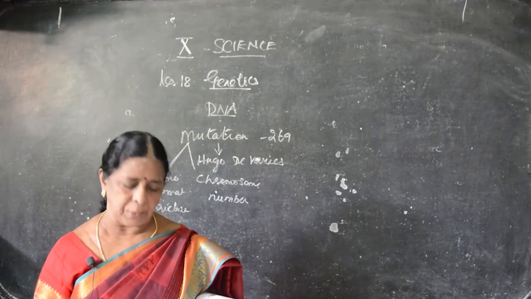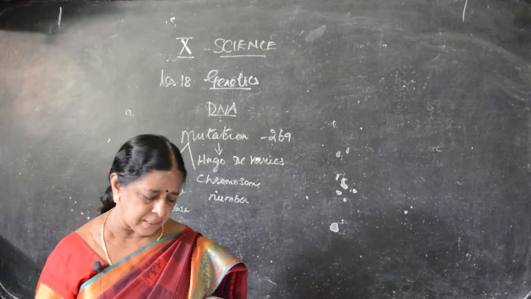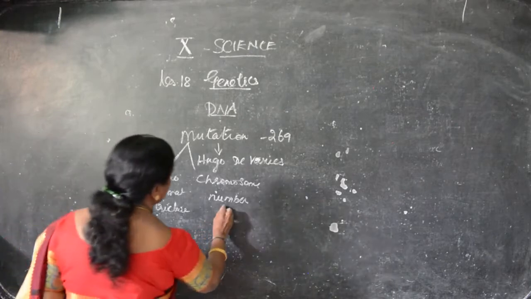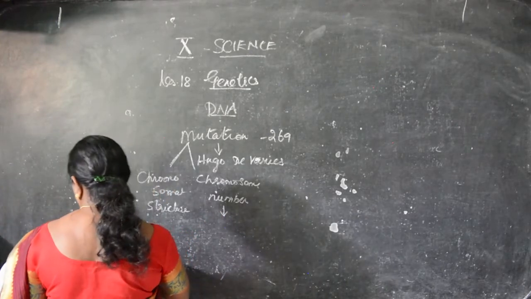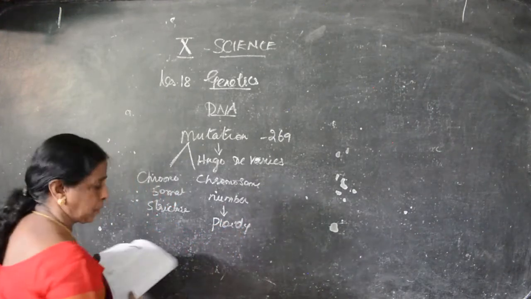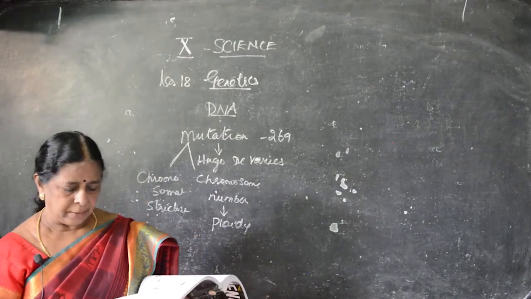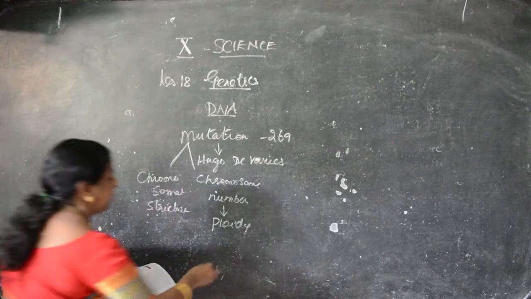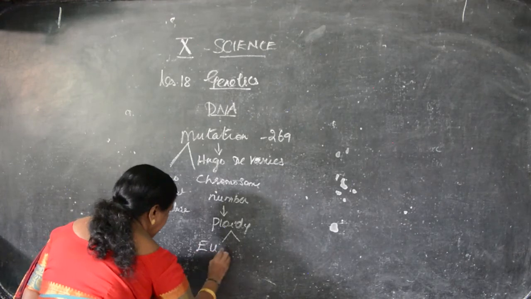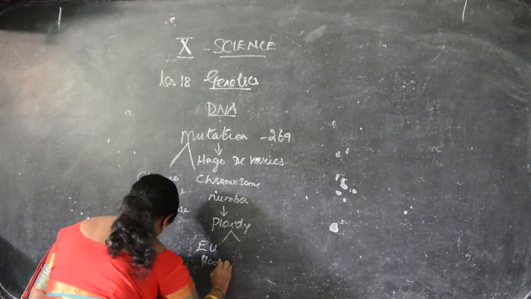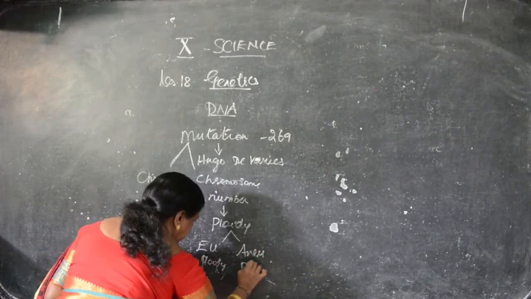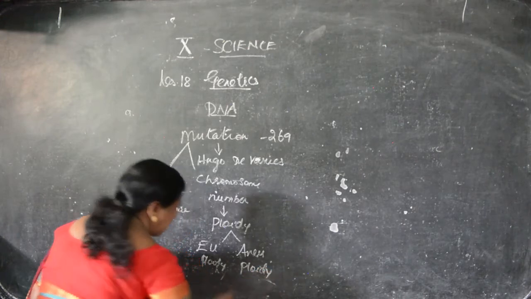Change in the number of chromosomes, I said already. They involve addition or deletion of the number of chromosomes in the cell. It is known as ploidy. So, change in the number is known as ploidy, P-L-O-I-D. There are euploidy and aneuploidy, so it may be further divided into euploidy and aneuploidy.